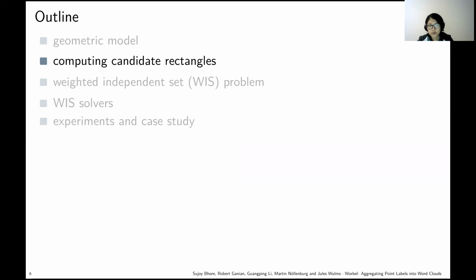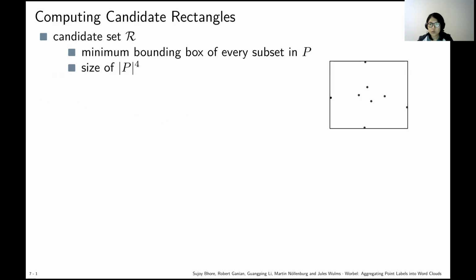So to handle this problem, we first consider taking a set of rectangles as valid candidates. In this work, we restrict our attention to the minimum bounding box of every subset in this point set. So consider all the feasible geometric rectangles where each of its edges would touch one point. So this size could reach n to the power 4, where n is the size of the point set.